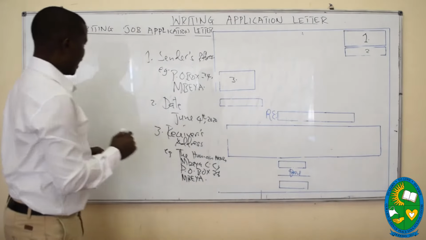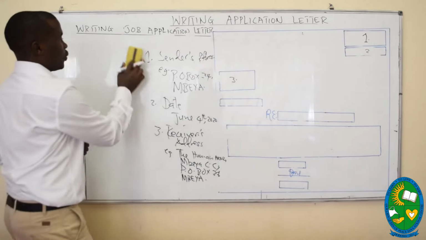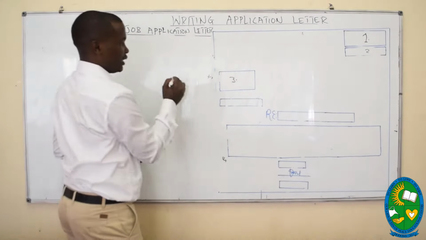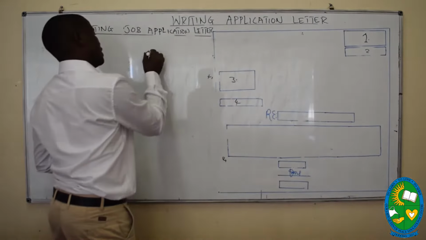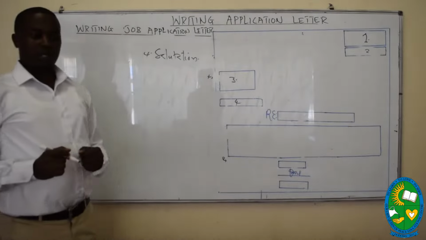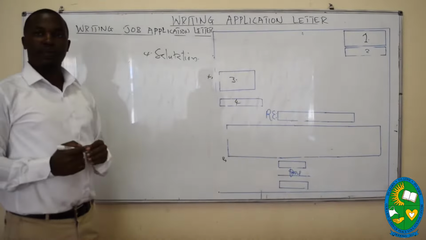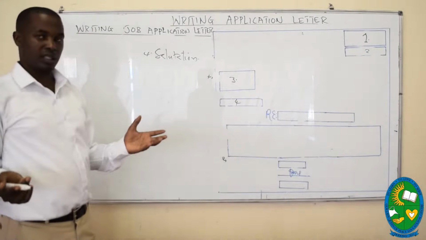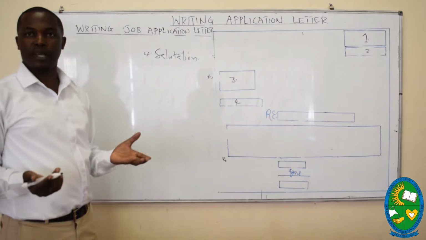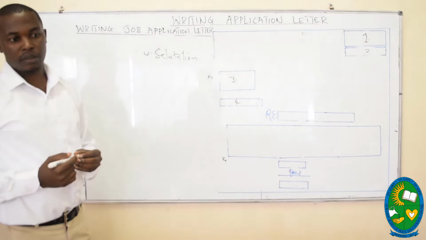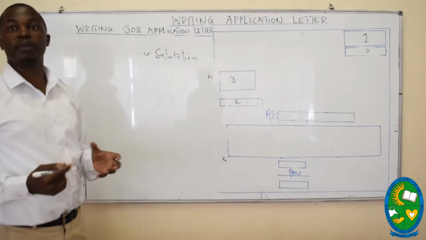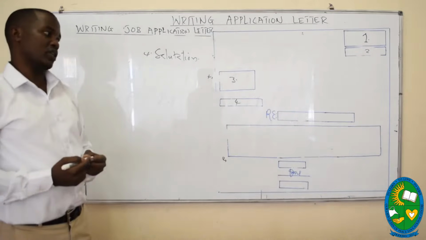salutation. Number 4, salutation. So salutation in an application letter is very short. You can write dear sir / madam if you are not aware of the person that you are writing to. But you can use dear, then mention the title of the person followed by the name if you know the person that you are writing to.